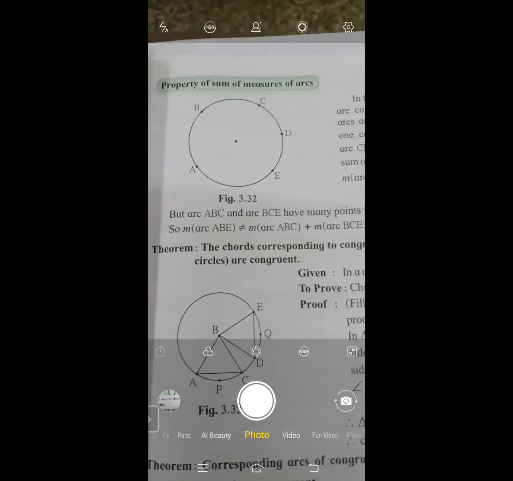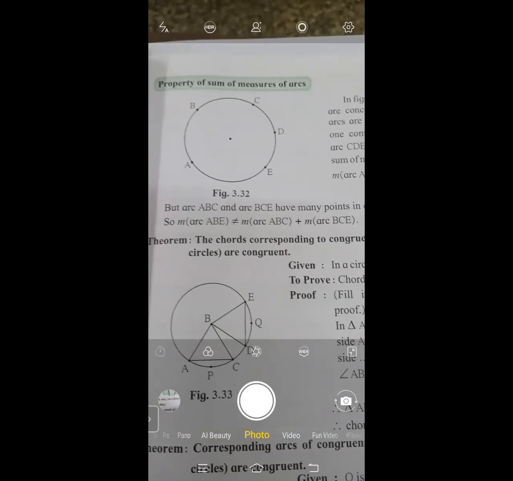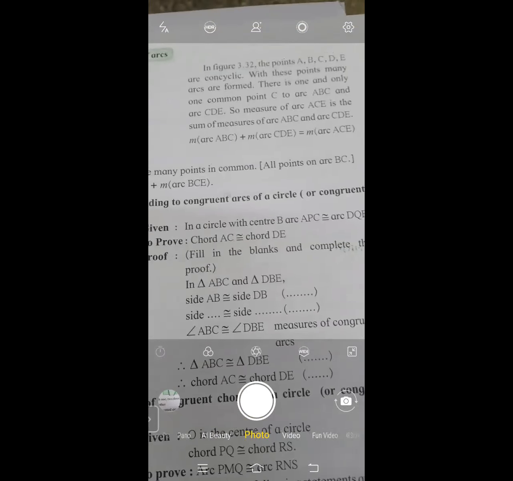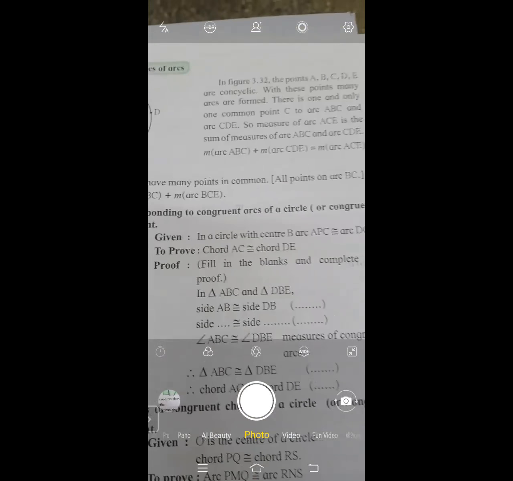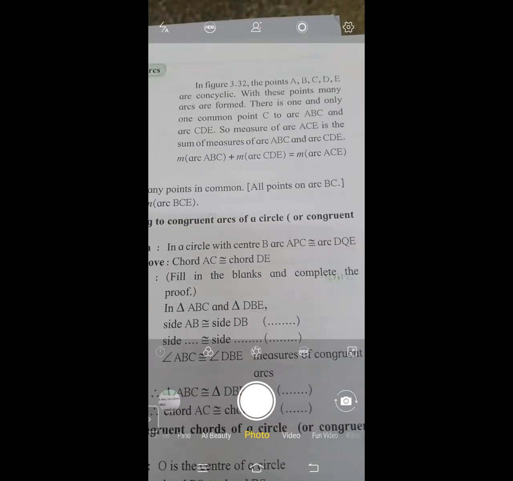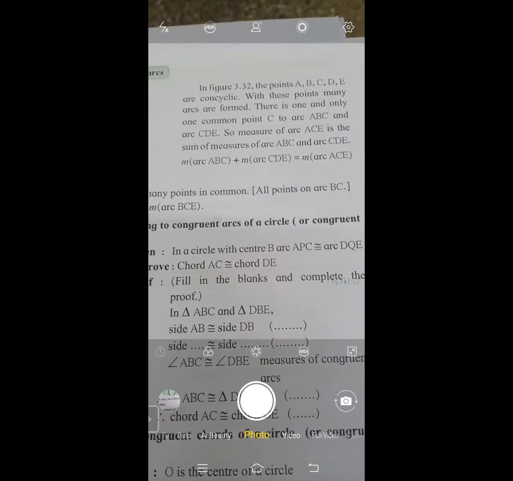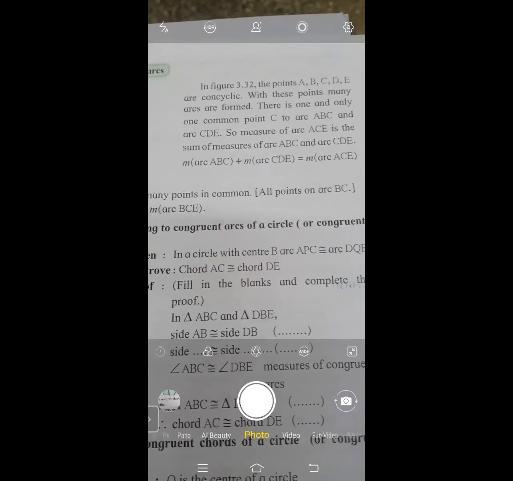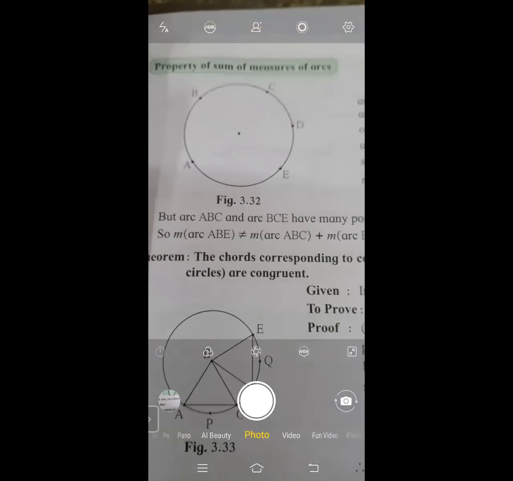And our easy property of sum of measure of arcs. This also we will use today, and we will solve some examples based on this. Now what this property states is that you can add two arcs if they have just a single point in common.